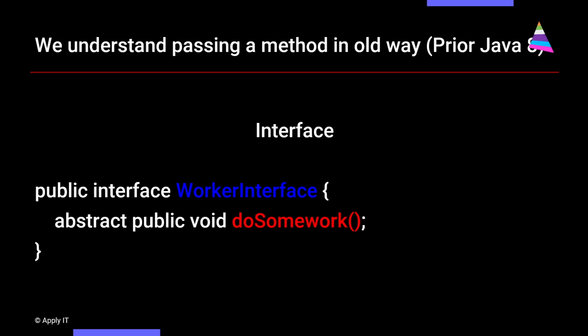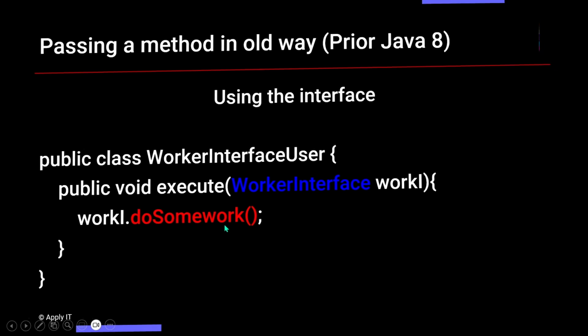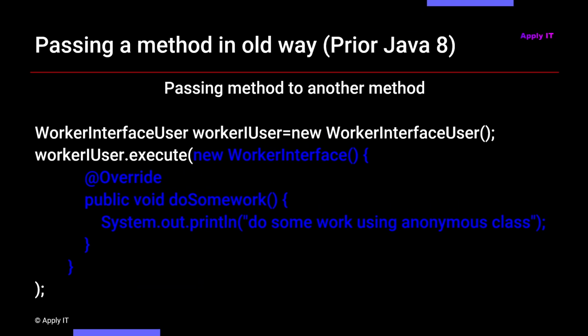Consider there is one interface called WorkerInterface with one abstract method called doSomeWork. We have one class called WorkerInterfaceUser, which has one method called execute, and this execute method is expecting an object of WorkerInterface as a parameter. This execute method is using that object to invoke the method doSomeWork on that object. If I want to use that WorkerInterfaceUser, I need to create an object of that class, and I invoke its execute method, and to this execute method we are passing an object of WorkerInterface. So what we have written in blue color represents an object of WorkerInterface.